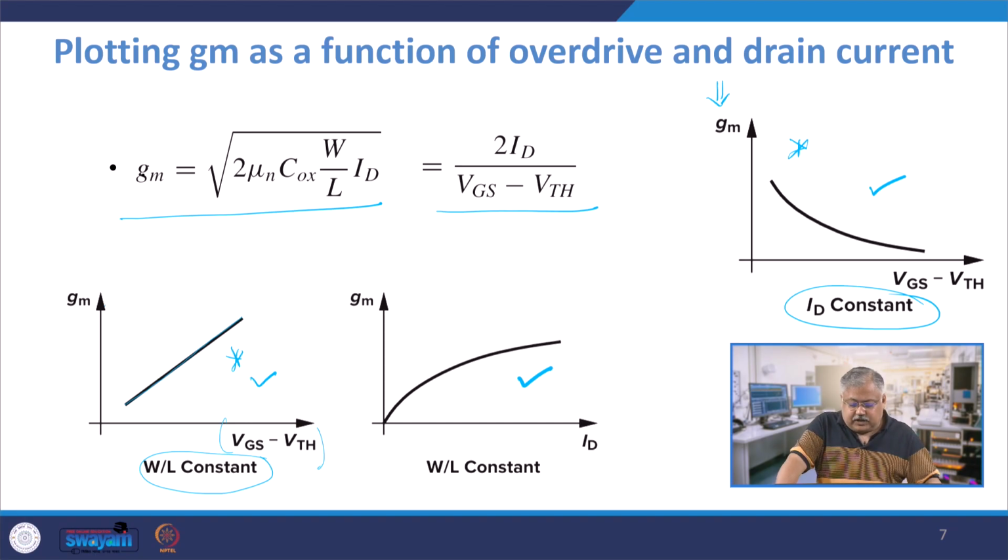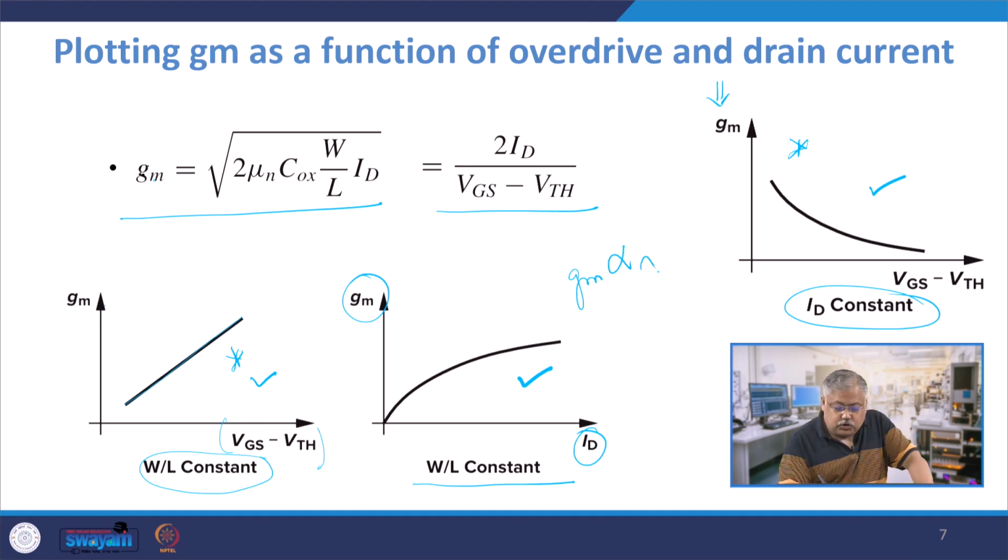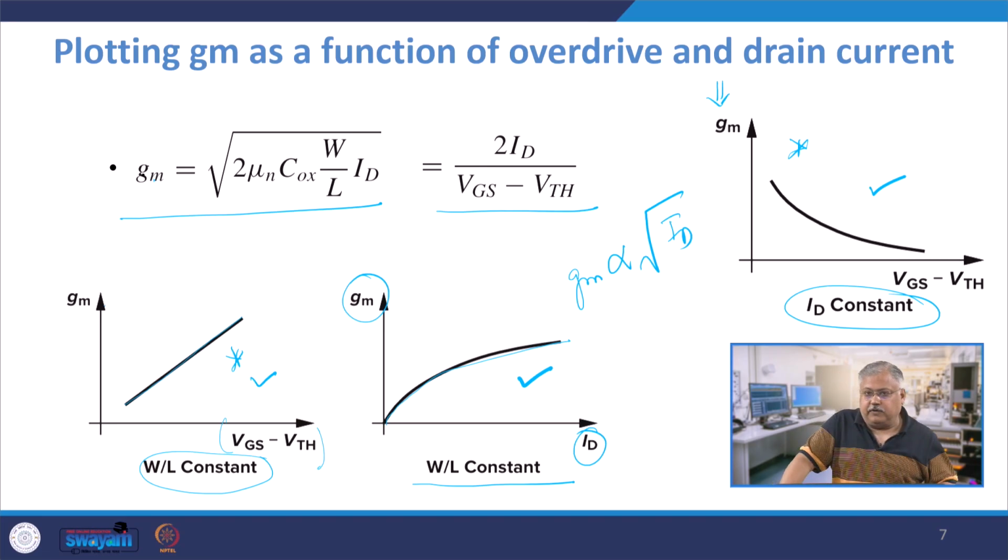So it is GM versus ID, or GM with respect to ID, right, with a constant W by L ratio. Now as the ID increases, GM is proportional to the square root of ID, and that is the reason you get a profile something like this. So if you want to operate at a higher GM, try to make your current also large, which effectively means operating in saturation at a very large value of ID. The cost you pay for it is your ID square into R, which is basically the power dissipation, will also increase, right. So this one is very straightforward and the way to go.